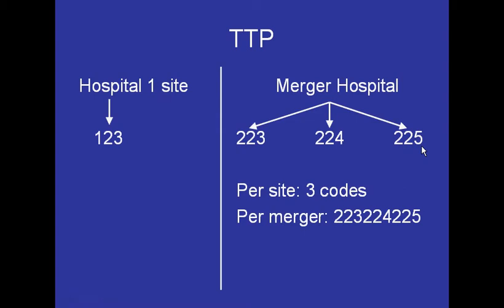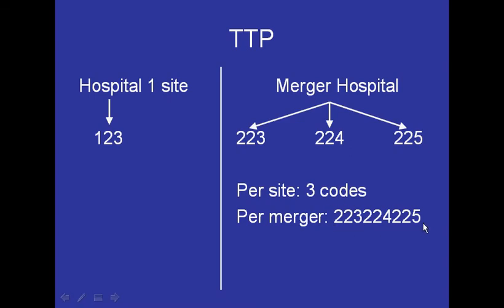We advise you to do data collection and data entry per site because this will give the most interesting feedback. However, if you truly prefer to do so, you could also do data entry on the merger level. In other words, you would get a percentage of HAI per merger and not per site. If this is what you wish to do, then as the hospital code, you will fill in the several TTP codes that you have, one behind the other.